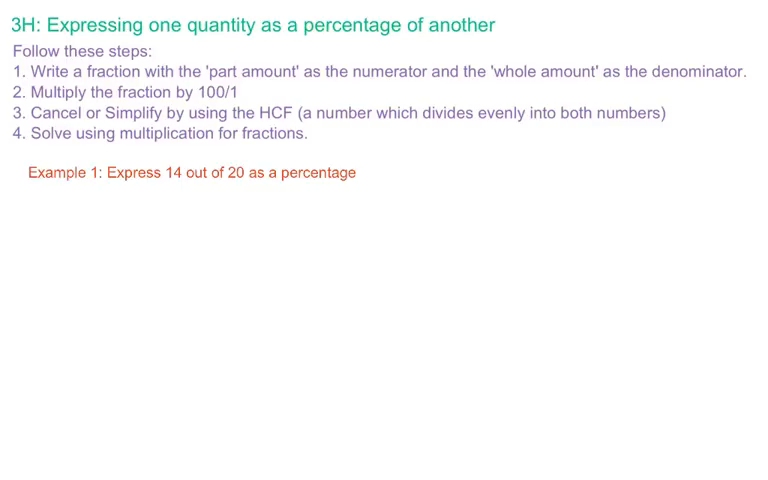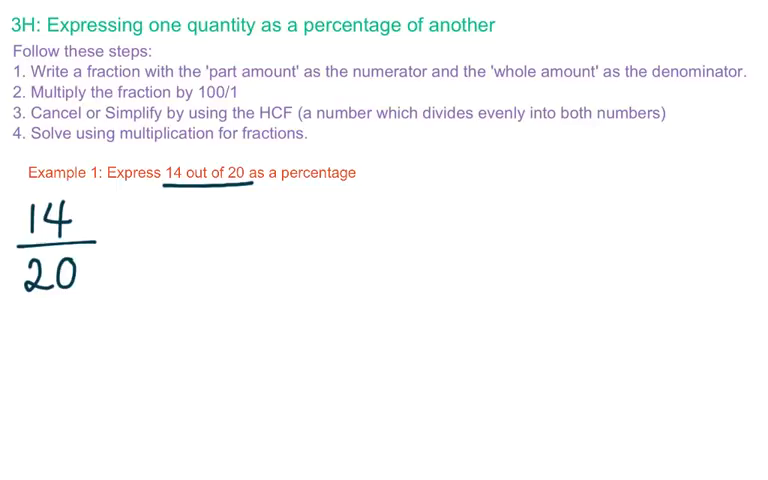Okay, so looking at the purple steps up the top, the first step is asking us to write a fraction with the part amount as the numerator and the whole amount as the denominator. So first things first, we're going to write 14 on top and 20 down the bottom. This says 14 out of 20, which corresponds to the question, okay?